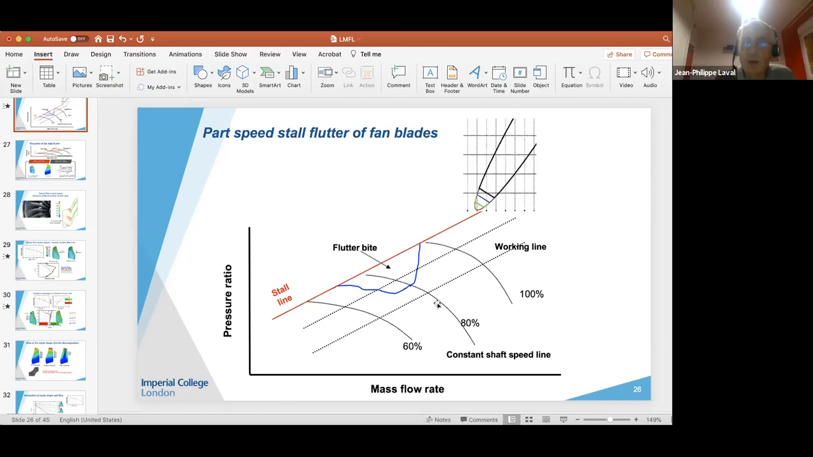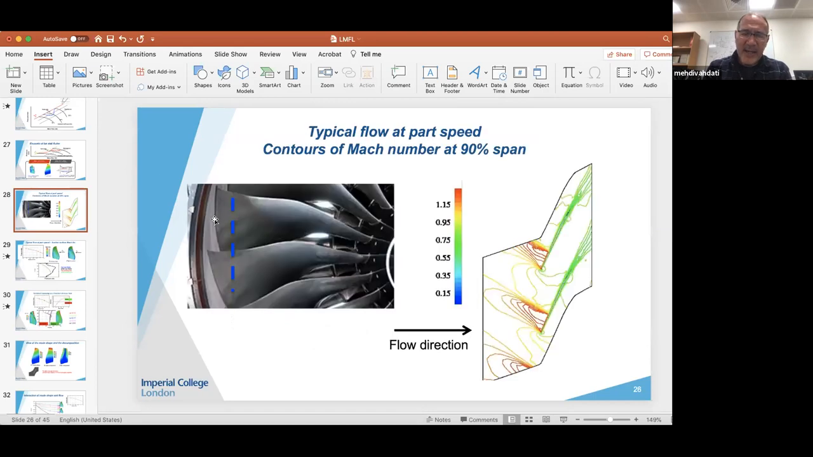Okay, and I suppose there are some sensors able to detect the very precursor of this kind of phenomena. Yes, when you do testing, you usually place some Kulite just upstream of the rotor here, so you can measure. I think you use that also for detecting rotating stall or other forms of aerodynamic instability. Okay. Thank you.